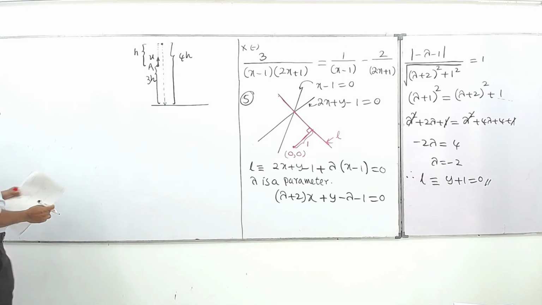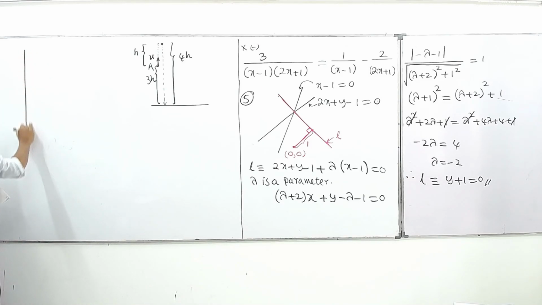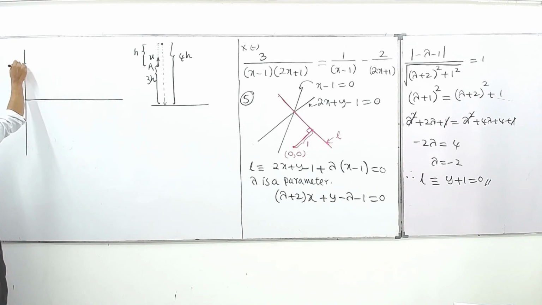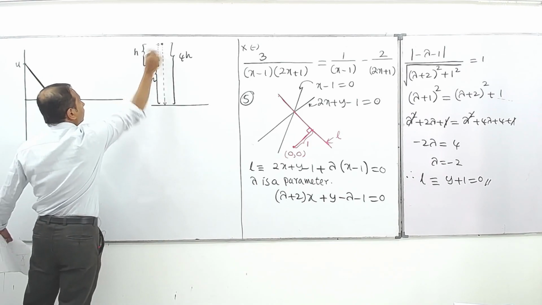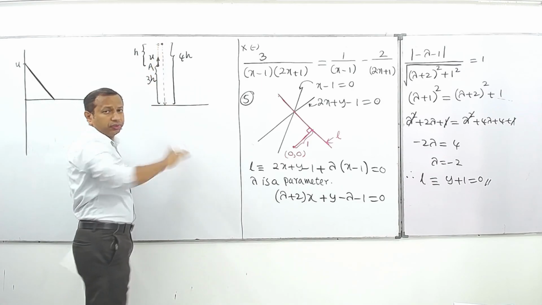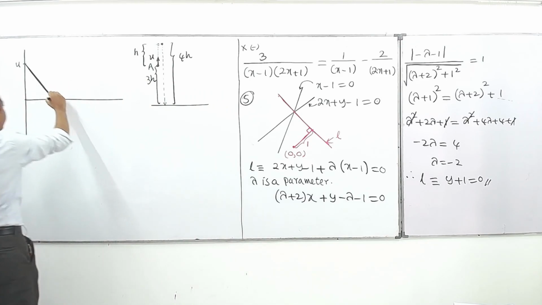When we sketch the VT graph here, this is the VT graph. First, it begins with velocity u upwards, and the velocity comes to 0 here. That means the highest point. Then this area should be equal to h. From here it comes down, descending the total height 4h. So therefore the VT graph goes below the time axis like this.